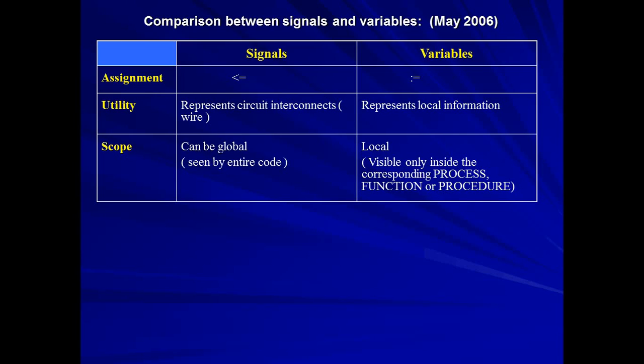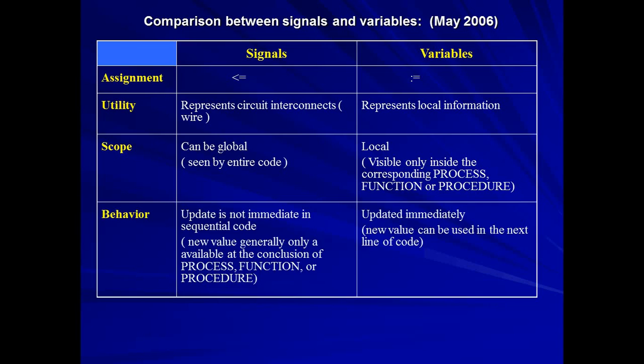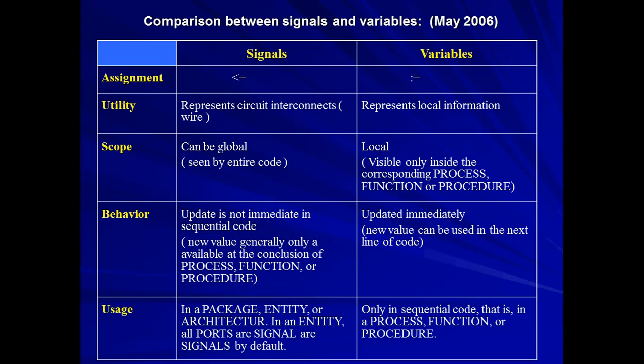Signal can be global and variable can be local because it is placed inside the process, function or procedure. Behavior: signal value is not updated immediately in the sequential code. New value is generally only available at the conclusion of process, function or procedure. While variable values are updated immediately. New value can be used in the next line of code.